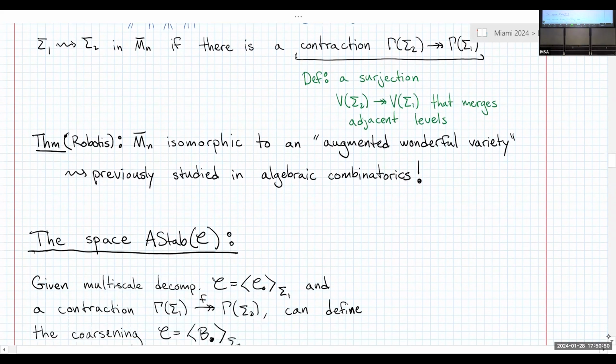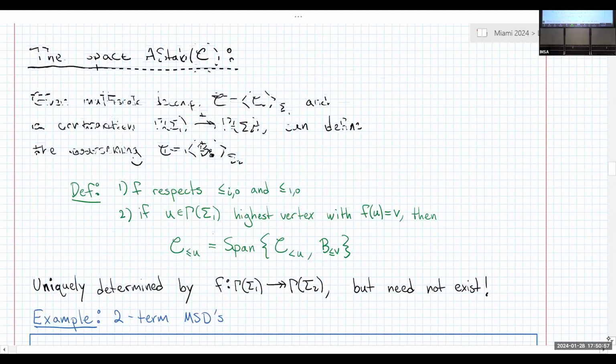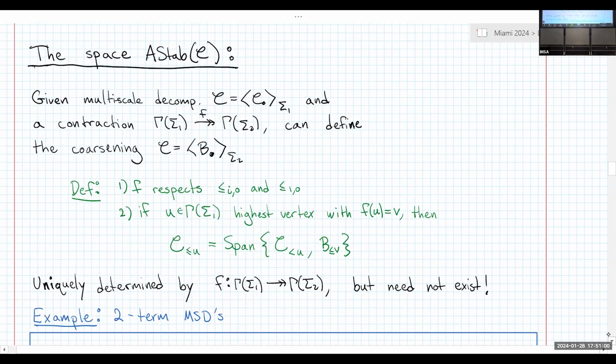So finally, now that I have the space of n marked multiscale lines, I can now describe the space of augmented stability conditions. I have to say one thing, which is that given a multiscale decomposition, I want to say what it means for one decomposition to be a coarsening of another. Like in the classical case, I could have a decomposition that looks like this, a semiorthogonal decomposition. This picture would give you a four-term semiorthogonal decomposition. And what I'd like to do is merge these together, and of course I get a two-term semiorthogonal decomposition.